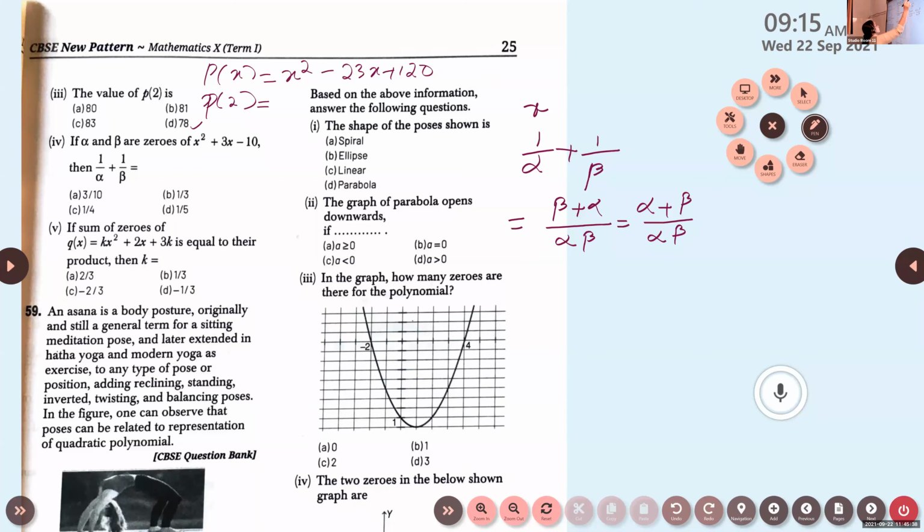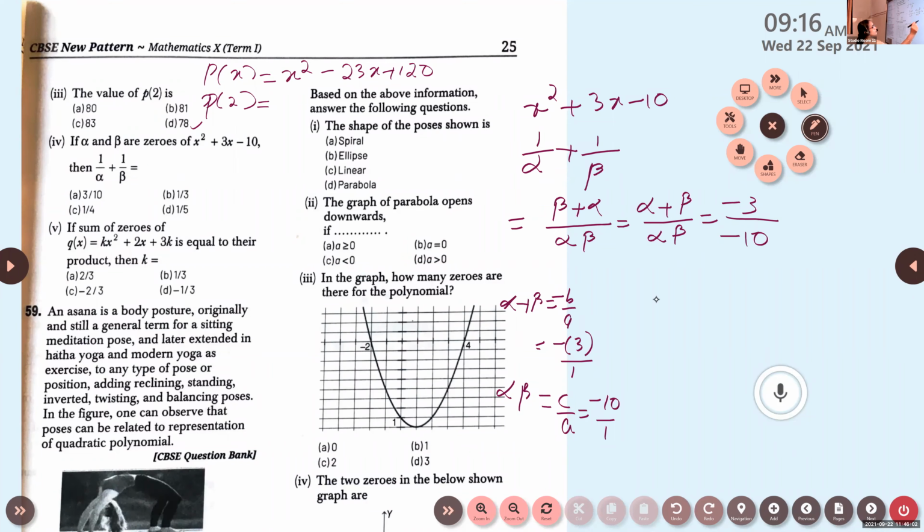The polynomial is x square plus 3x minus 10. Alpha plus beta is minus b by a, minus 3 by 1, so it is minus 3. Alpha beta is c by a, c is negative 10 by 1, negative 10. So it is 3 by 10. Option A. 1 by alpha plus 1 by beta can be written as alpha plus beta by alpha beta, so it is 3 by 10.